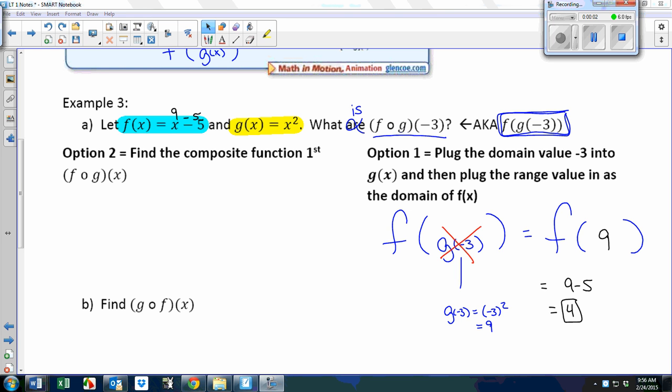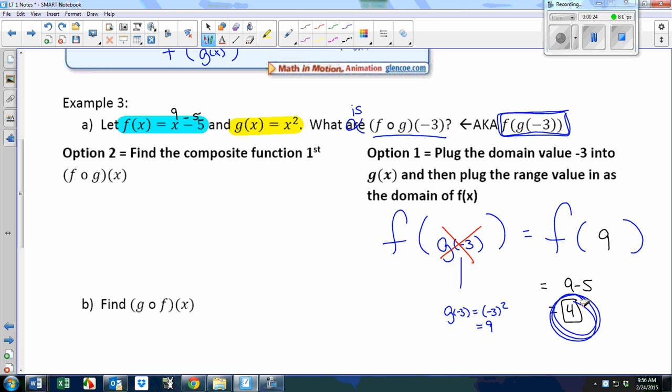All right, now for the second part of Target 1 video, it's the composite functions when the input is x. When you're finding the composite function itself, you're not actually dealing with a domain value of 5 or 2. It's the input of x. So let's go back to our problem that we started with. We got the answer 4 when we were finding f of g of -3.